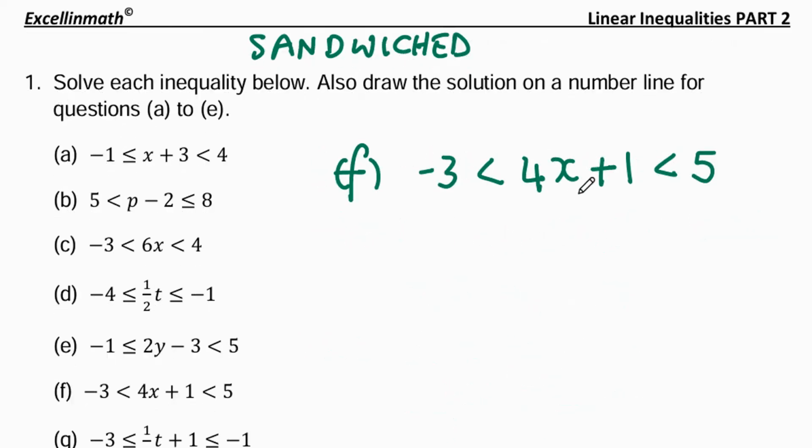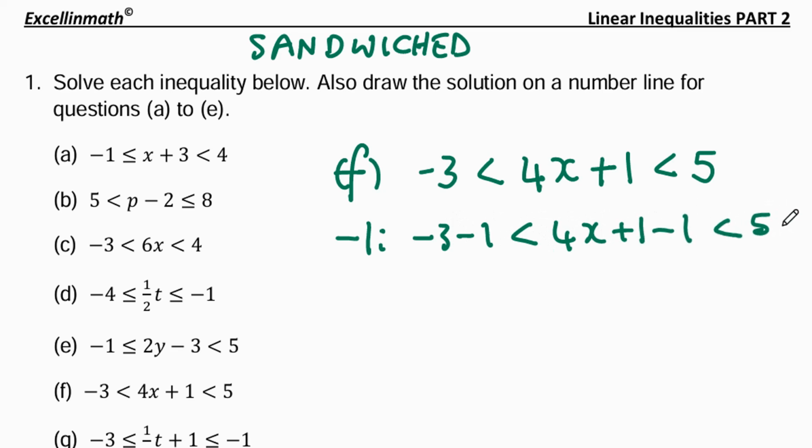So we want to isolate x here, and we always first get rid of what we're adding or subtracting. We're adding 1 here, so to get rid of this 1, we can subtract 1 through. So negative 3 minus 1, 4x plus 1 minus 1, and 5 minus 1. The 1's will cancel here, and we're left only with 4x. Negative 3 minus 1 is negative 4. 5 minus 1 is 4.